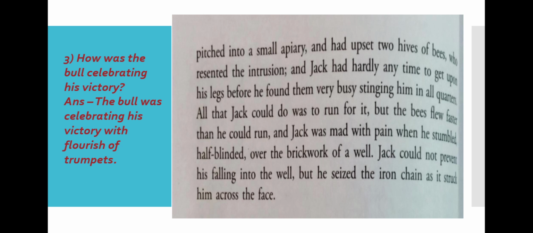All that Jack could do was to run. Jack had no other option, only to run. But the bees flew faster than he could run, and Jack was mad with pain. Jack was mad with pain when he stumbled half-blinded over the brickwork of a well. Now what did he do? He stumbled over the brickwork of a well. Jack could not prevent himself from falling into the well.